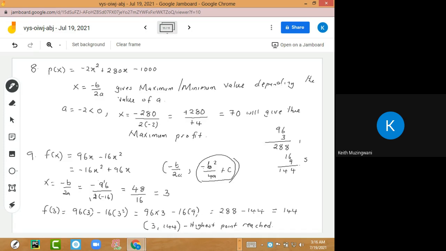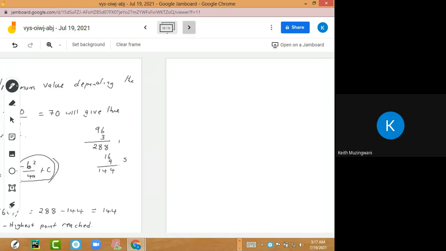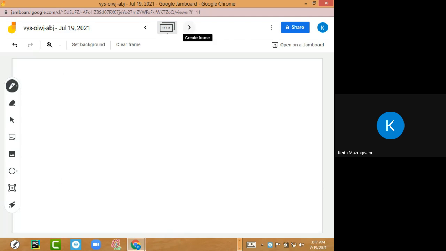So you must be able to differentiate the question. The other question was asking us to give the number of items to be sold for us to get the maximum profit. And x was described as the number of items. So to find x, you just get the line of symmetry. Not that 70 is the maximum, no. It is the value of x that gives us the maximum. Here is the highest point. Let's go to the next one. This was 9. We go to 10.